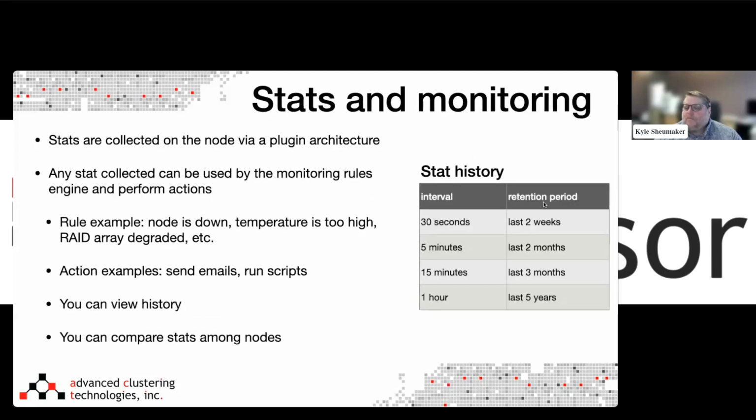First, I want to talk a little bit about history and monitoring over here on the right side. We use a time series collection method, so we collect stats every 30 seconds from all of the devices. We keep that level of detail for 2 weeks. Then after 2 weeks, we keep data at a 5-minute interval for a period of 2 months. After 2 months, we keep it at a 15-minute interval for 3 months. And then after that, it's 1-hour intervals for the last 5 years.